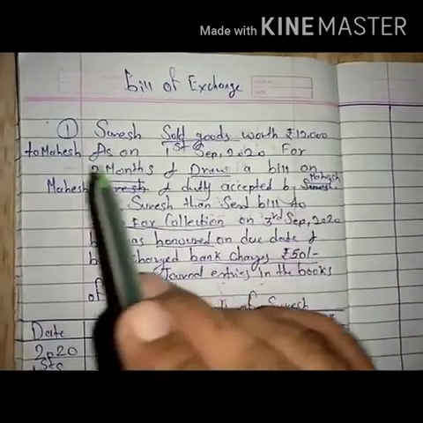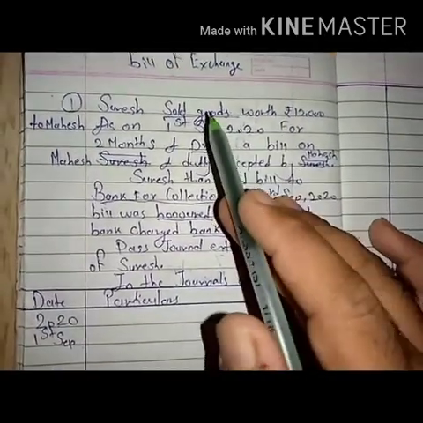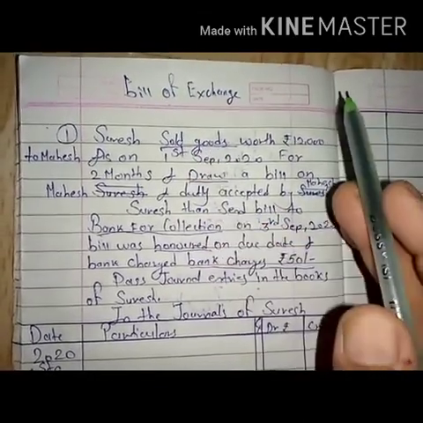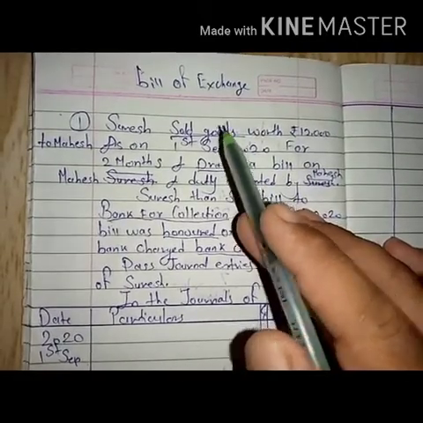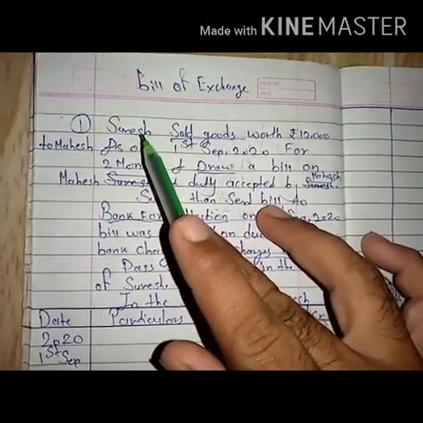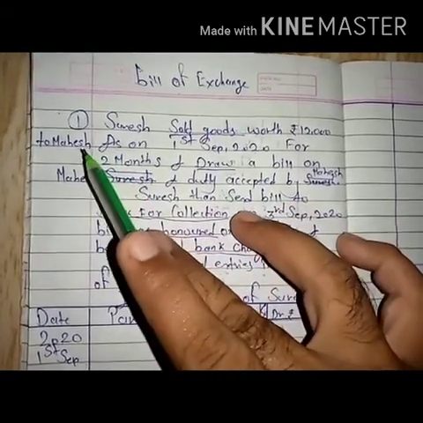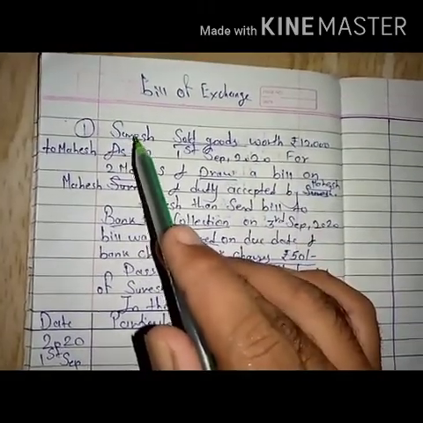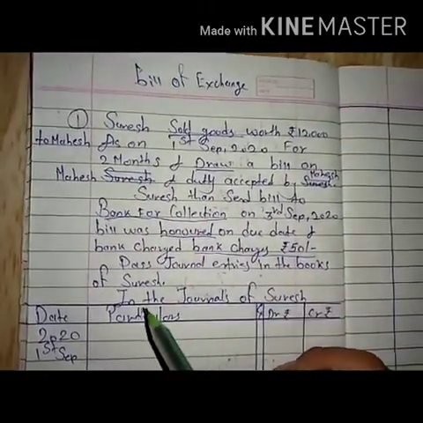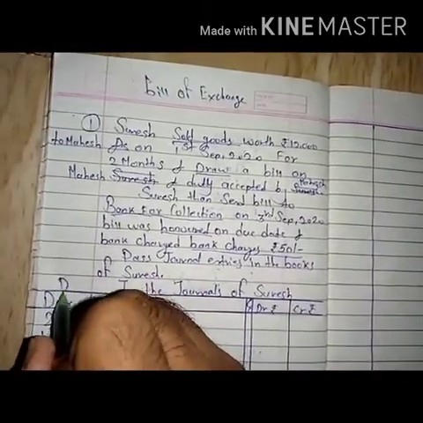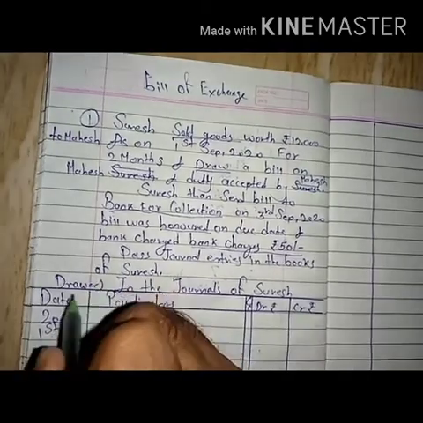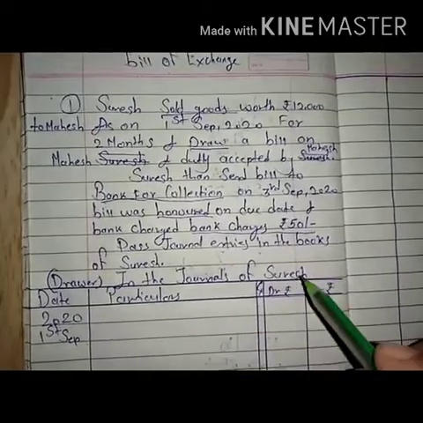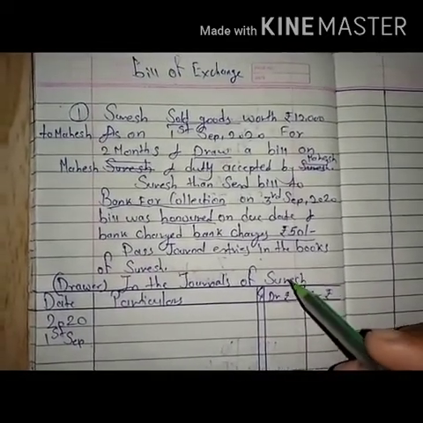Suresh sold goods worth rupees 12,000 to Mahesh. Now as we saw in the entries in the last post, goods sold is sales. Who is selling? Suresh. So Suresh is what? Seller. Mahesh is what? Buyer. The seller who draws the bill, that means Suresh, is the drawer. So we are passing the journal entries in the books of the drawer. You don't need to write this, for the first sum we are writing it. So it is in the books of the drawer, that is Suresh itself is the drawer.